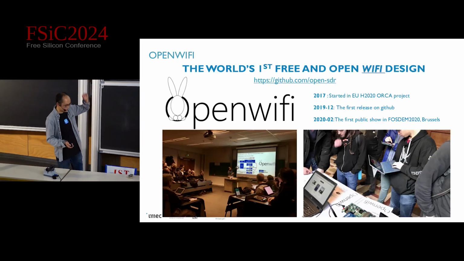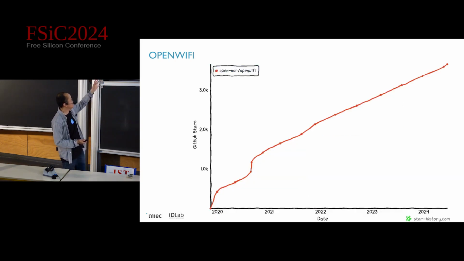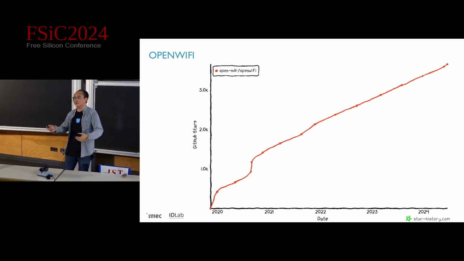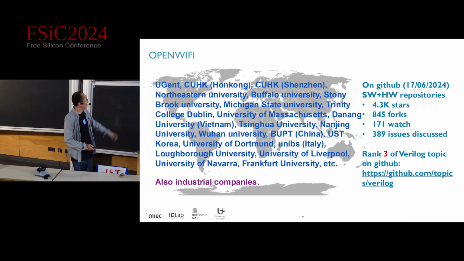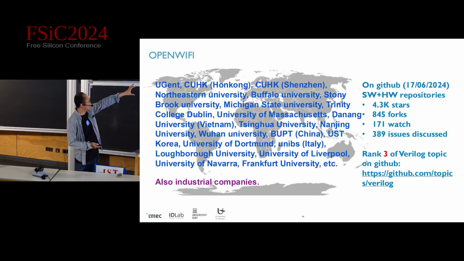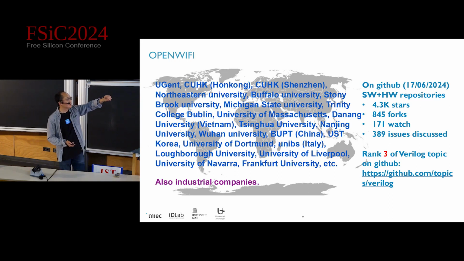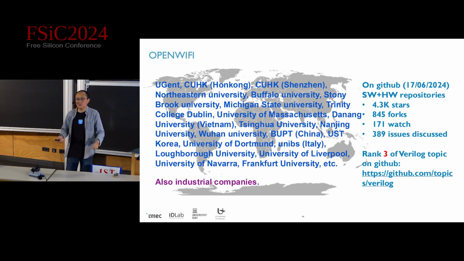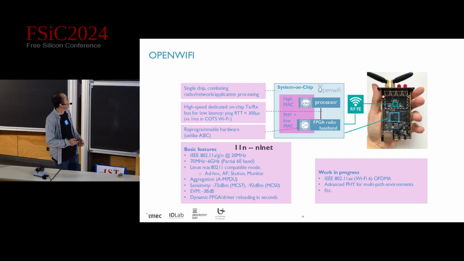This is some photo from FOSDEM 2020. People are really very interested in the design. This is the star history, so you see new people are continuously coming to the project. Here are some users we discovered on GitHub, but I don't know how many silent users there are. Here are some statistics. We are rank 3 of the Verilog topic on GitHub. I think maybe nowadays Verilog is still the most popular chip design language.